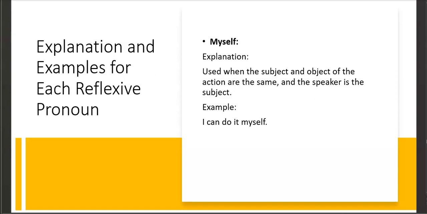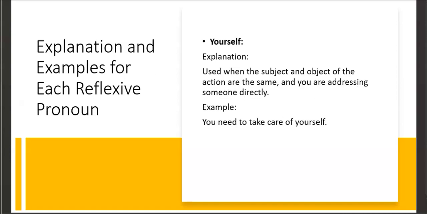Now, myself is used when the subject and the object of the actions are the same. The speaker is the subject here. I can do it myself. Me as the speaker, I can do it myself. So that is when we use myself, when the speaker is talking.